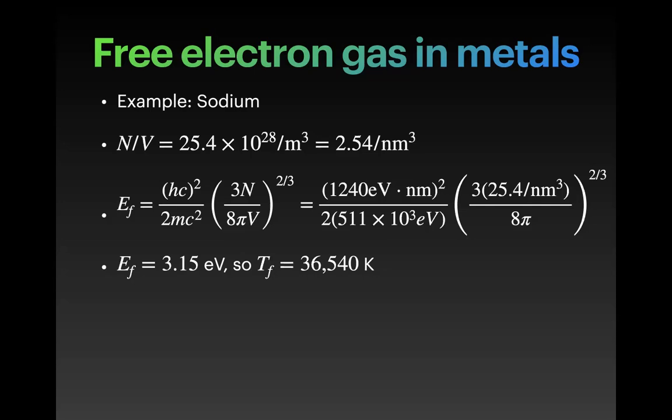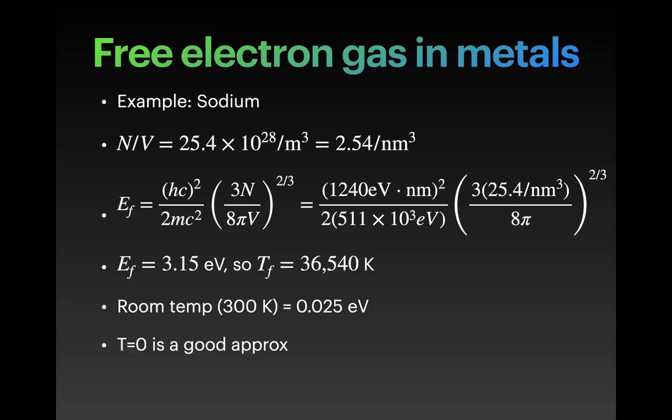So what does that mean? Well, that doesn't mean that the electrons within a metal are that hot. I mean, that would be crazy. That's not how hot a metal is. What it does give is a scale that we can compare things to. So when we say room temperature, 300 Kelvin, that's about 0.025, I think it's like 1/40th of an electron volt.